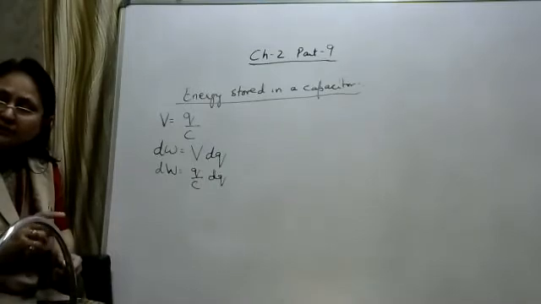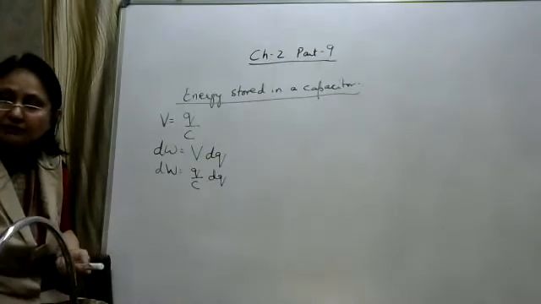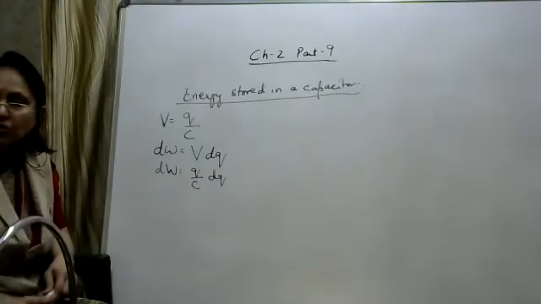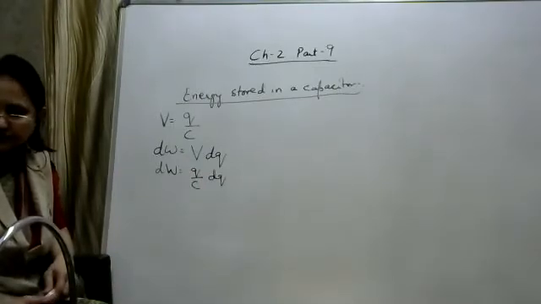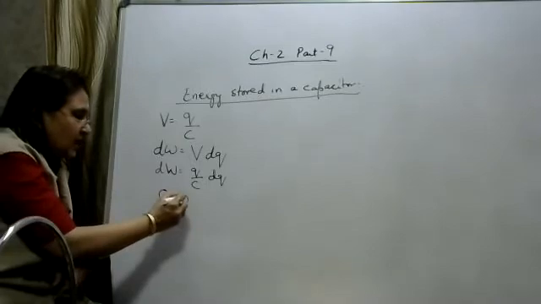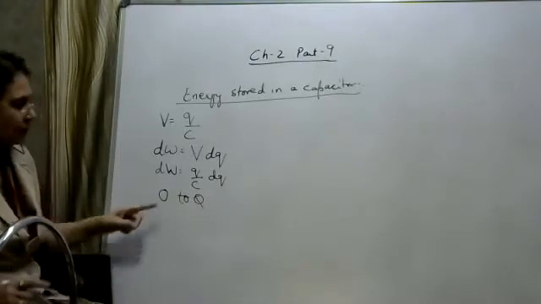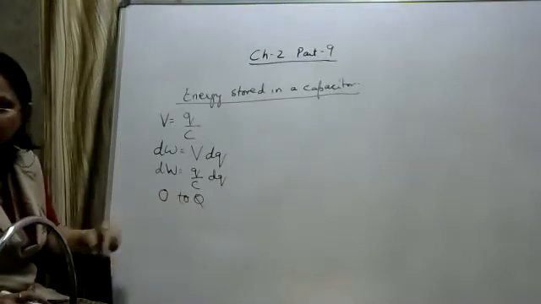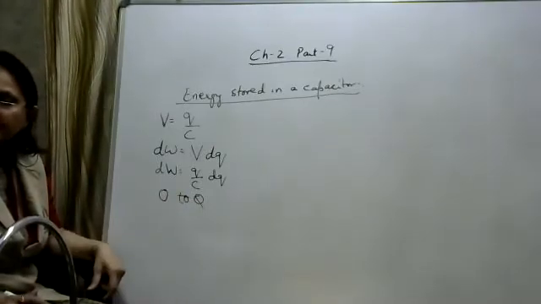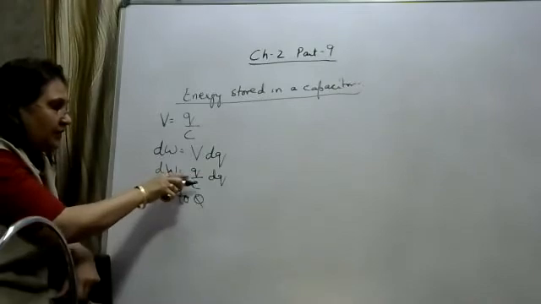Now let some charge capital Q be transferred. So we'll find out the total amount of work done. Write down the total amount of work done in charging the capacitor from 0 to Q. So what do we do? We integrate it. Integrate both the sides.